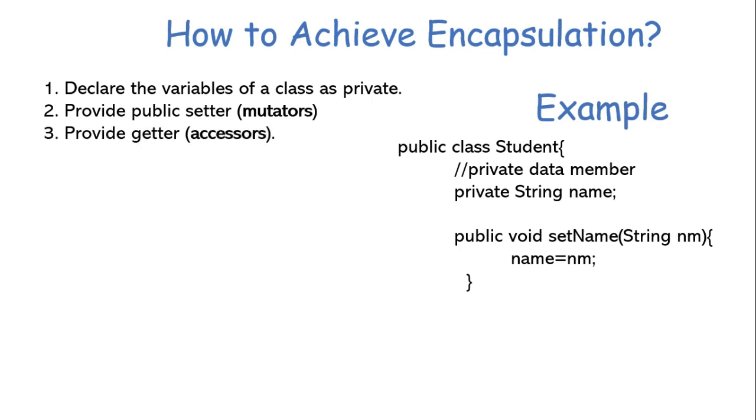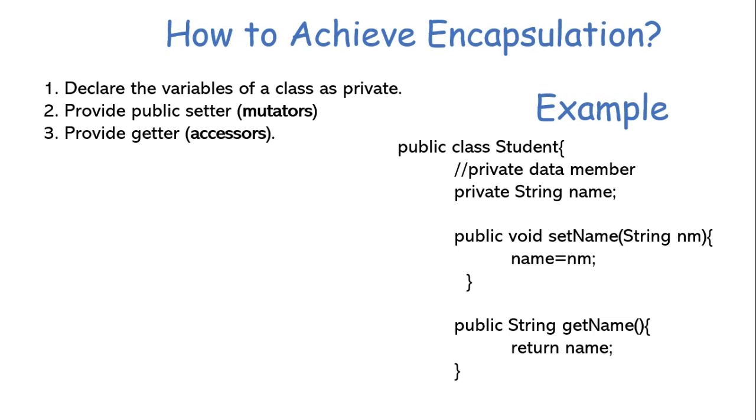Next, you have to provide getter methods. Another name for getter method is accessors, like this. Here the method name is getName. This method will allow other classes to access the variable value. That is why here we need the return type, which is string. This is how we return it: return and the variable that you want to return.